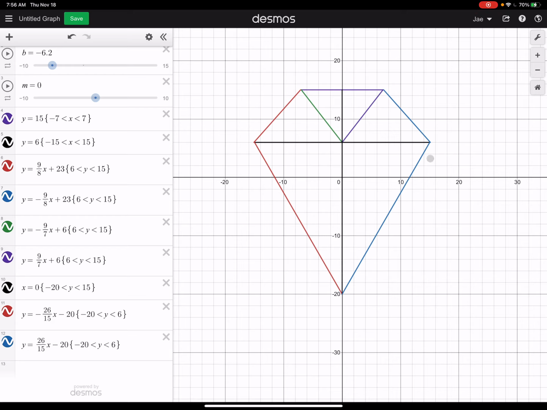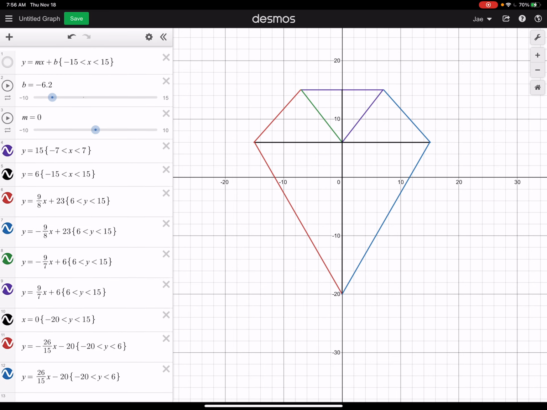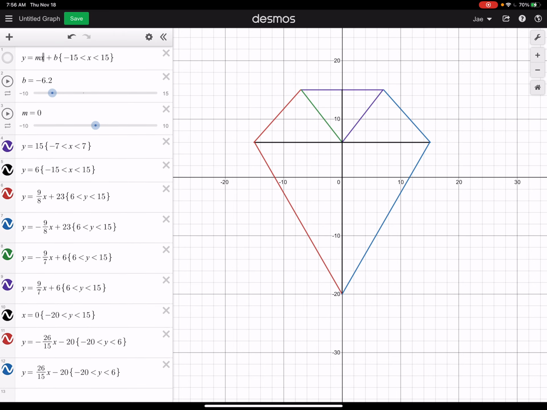I think it basically demonstrated how you're supposed to use these lines to be able to make a certain shape. So I hope that helps. This is just using the y equals mx plus b form to create the outline of your drawing.